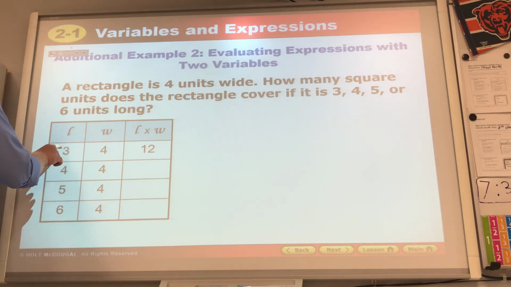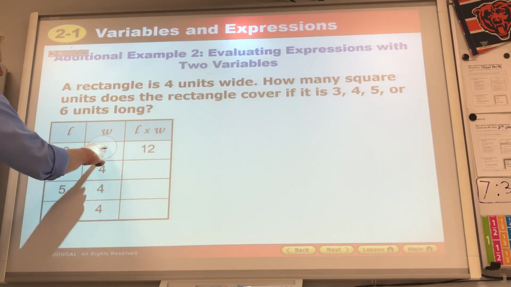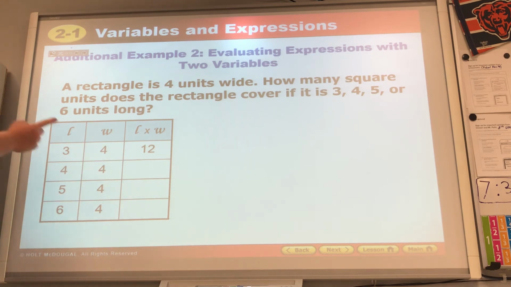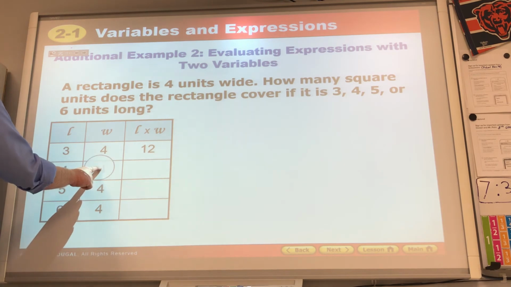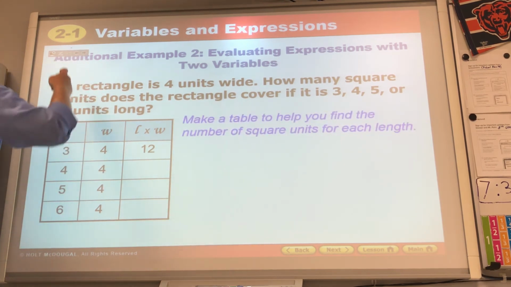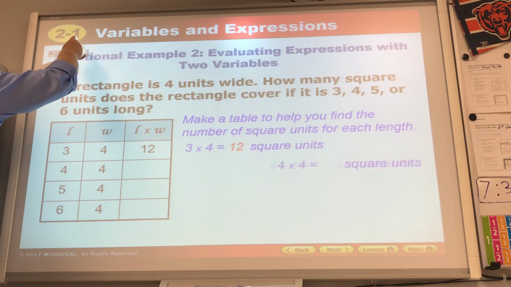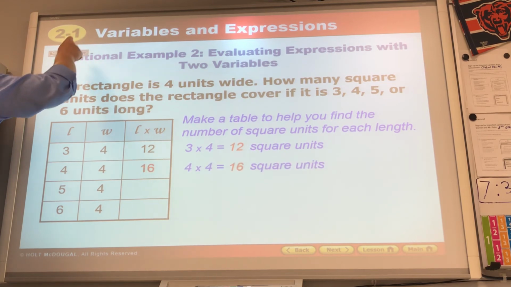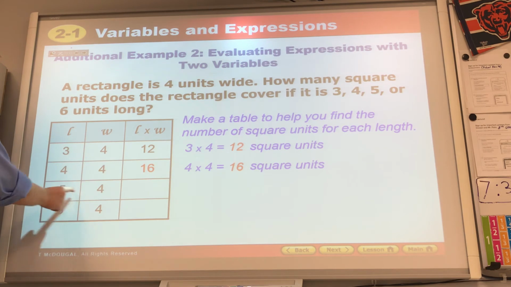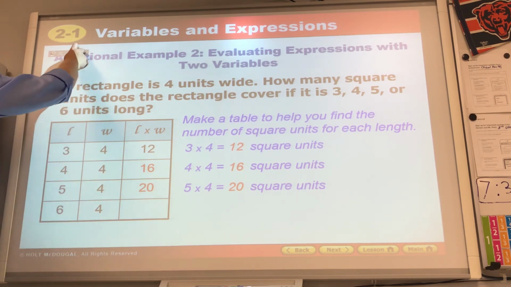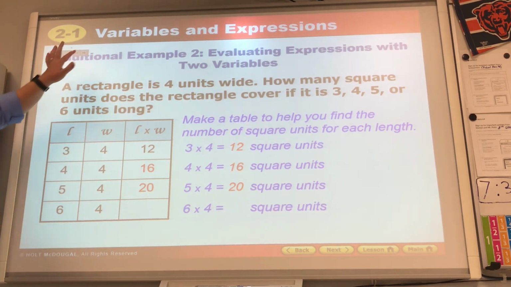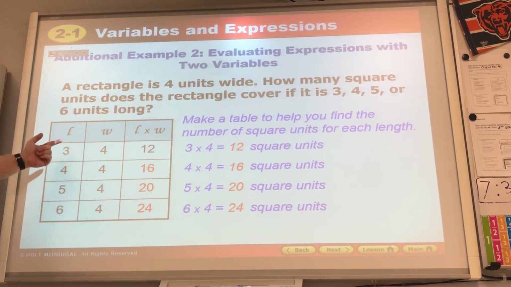When it's 3 long, we take 3 times 4 and we get 12. Now, when it's 4 long, we take 4 for the length, 4 for the width, and we get, hopefully you know, 4 times 4 is 16. When it's 5 long, 5 times 4, and we get 20. When it's 6 long, 6 times 4, and we get 24. Width stayed the same, they just plugged in a new length each time.